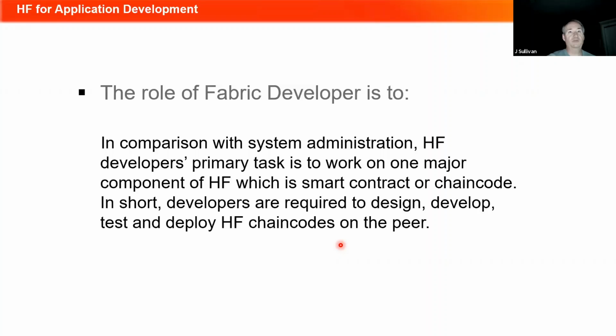So in comparison with system administration, Hyperledger developers' primary tasks revolve around one major component, the contract code. So again, very similar to your infrastructure, your DevOps, right? You have your developers who are building applications and deploying them and running them and improving them all the time. And then you have your administrators who are stabilizing the applications, getting them to run, troubleshooting, and making sure the infrastructure is up and running.